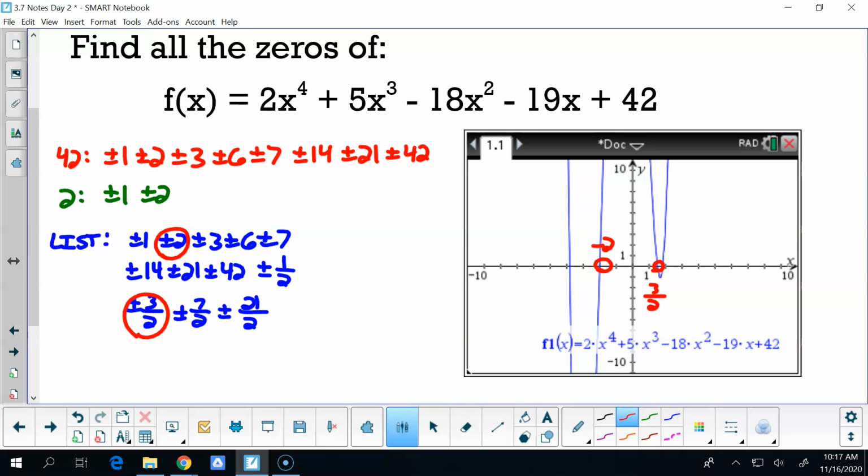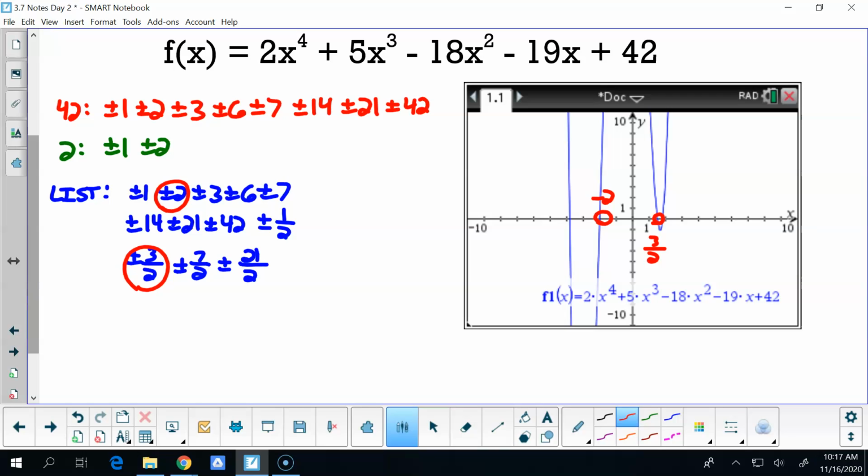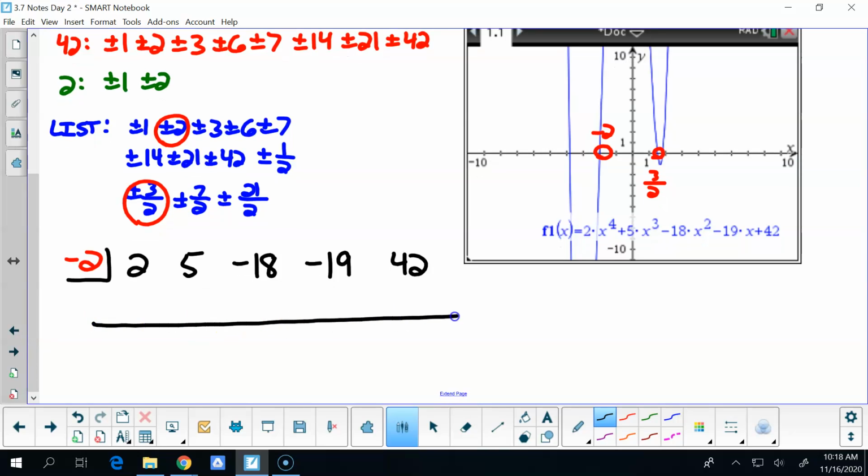Okay? So let's do this. Let's do -2 first. 2, 5, -18, -19, and 42. 2, that's -4, 1, that's -2, -20, +40, is 21, -42 is 0. Right?